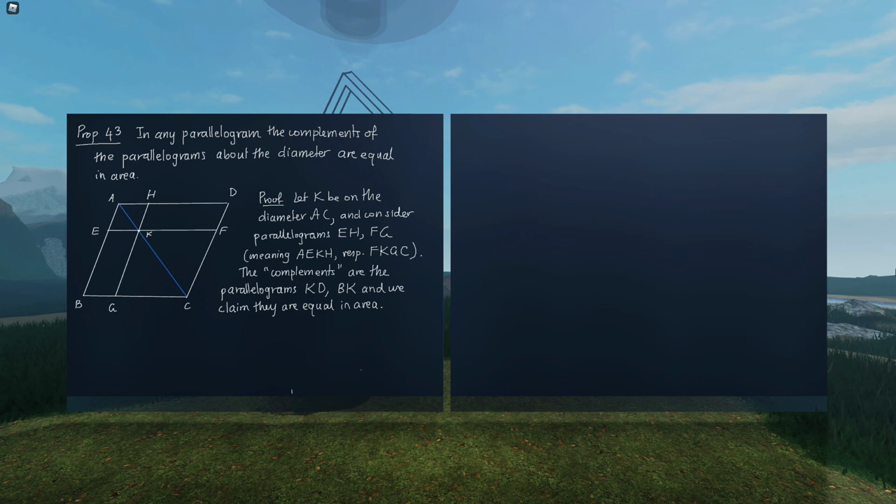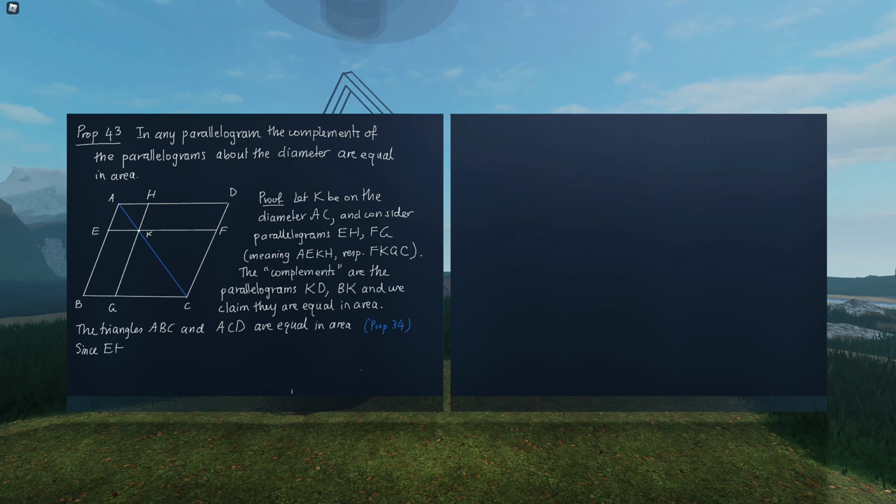Okay, so here goes. The triangles ABC and ACD are equal in area. That's by proposition 34, because we took a diameter of a parallelogram and divided it into two triangles, and we know they're equal in area.